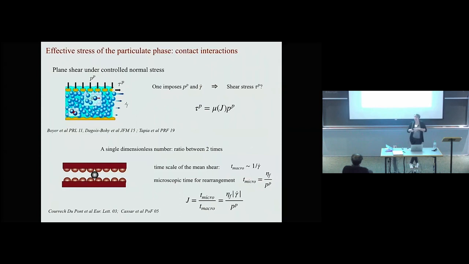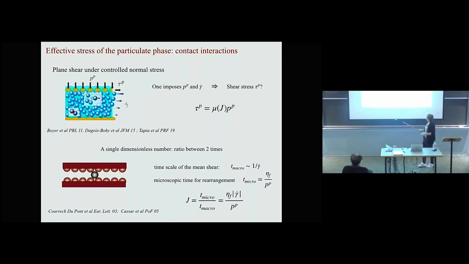Now if you consider an assembly of grains, we expect that, for example in the simplified geometry of a plane shear under a controlled normal stress, that means you impose the pressure, you impose the shear rate, and you wonder what the shear stress is. In this case, we expect that the shear stress will be proportional to the confining pressure, with a coefficient which is a friction coefficient. But what we have seen from dry granular media experiments and immersed granular media experiments is that this friction coefficient is not constant, but depends on the shear rate.